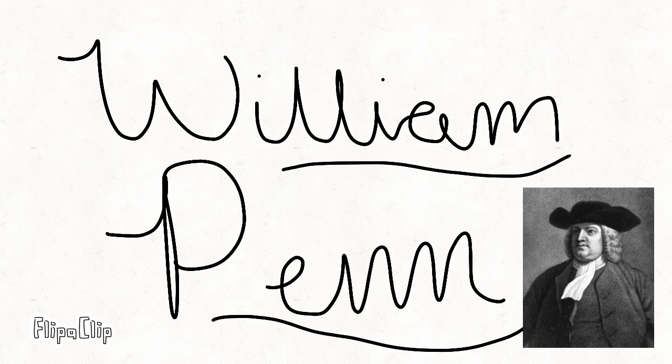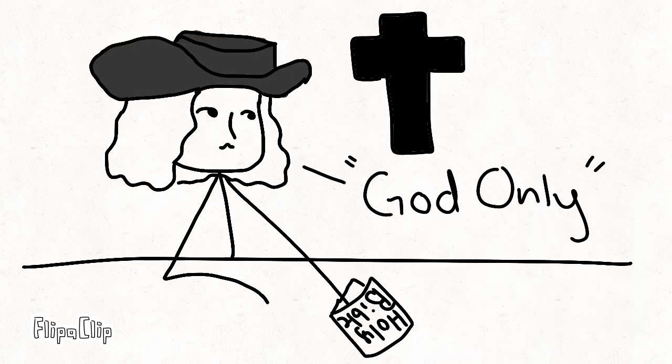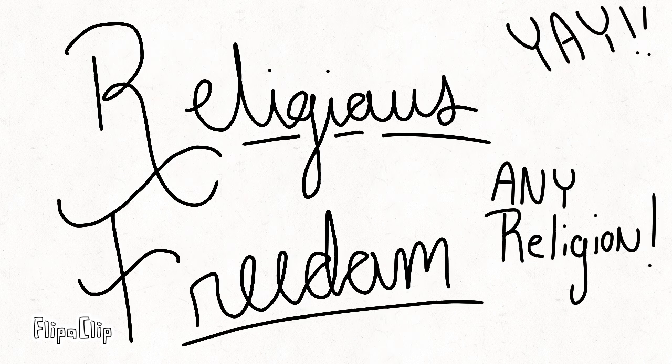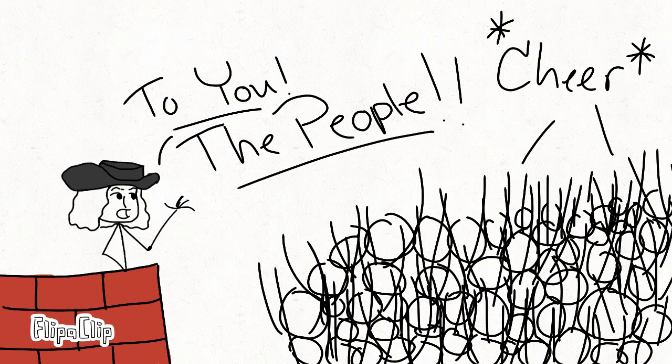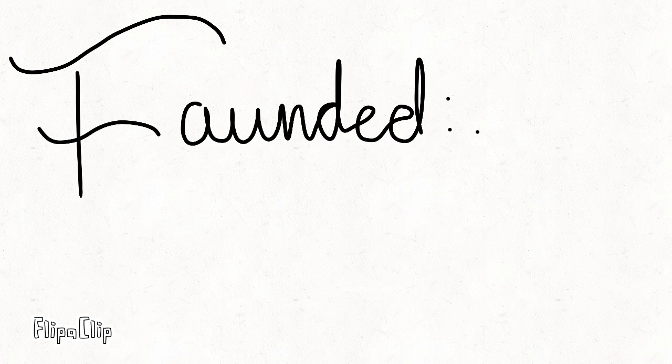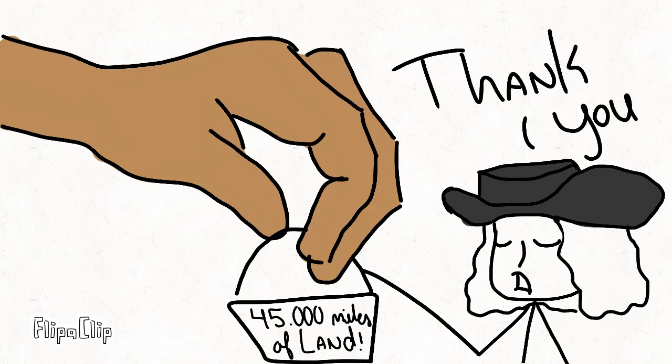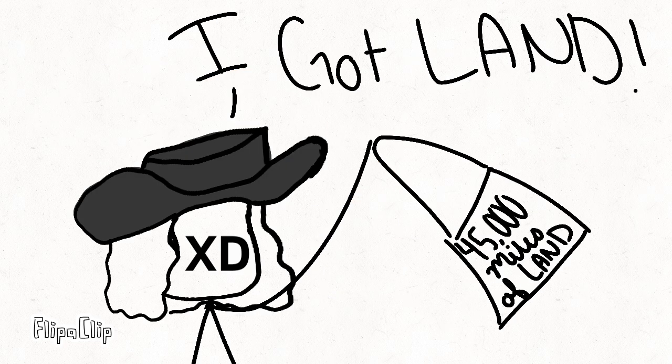One person very similar to Williams, probably even gaining some inspiration, is William Penn. He was an English Quaker looking for expansion. He also heavily advocated for religious freedom and representation of his people. William Penn had founded Pennsylvania in the year 1681 after he was given a land grant of 45,000 square miles from King Charles II.